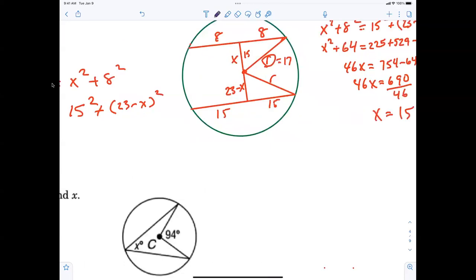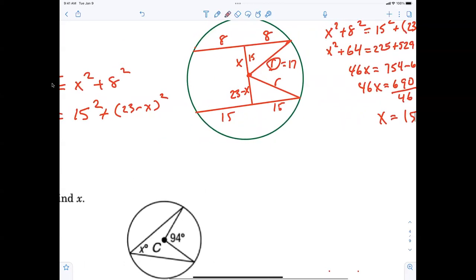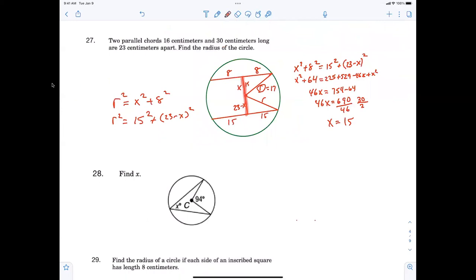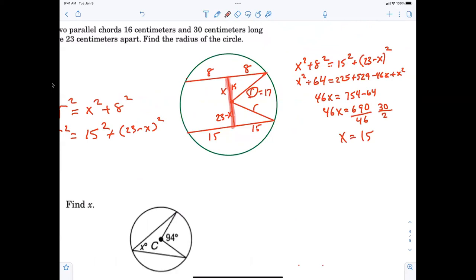Now, this was the hard part. It said the distance between the two chords is 23. This distance is 23. So the distance from the center to one chord is X, and the distance from the center to the other chord would be 23 minus X. Now I'm going to blow it up a little bit so we can see.